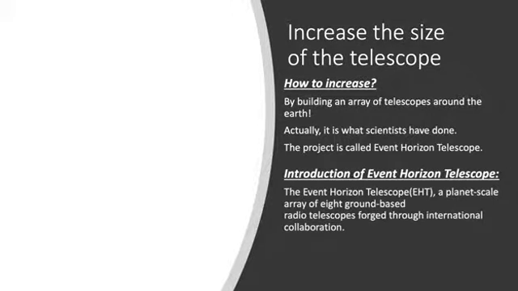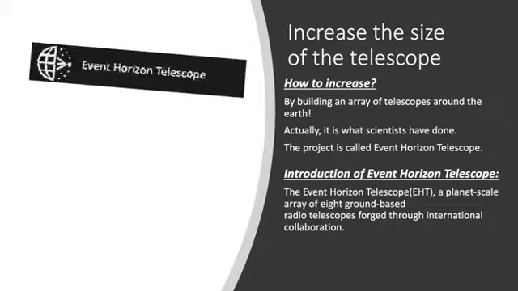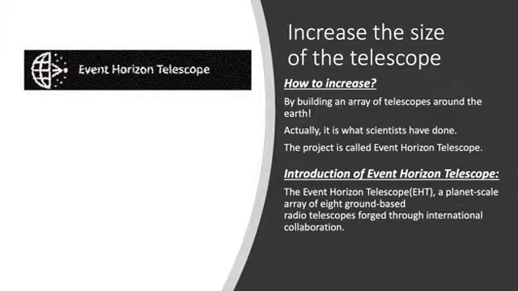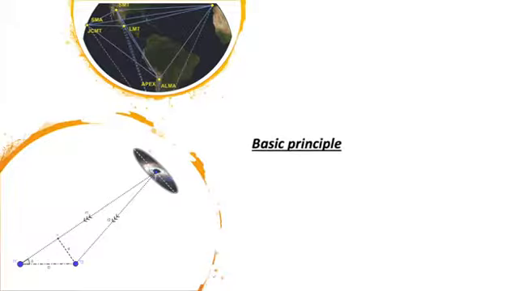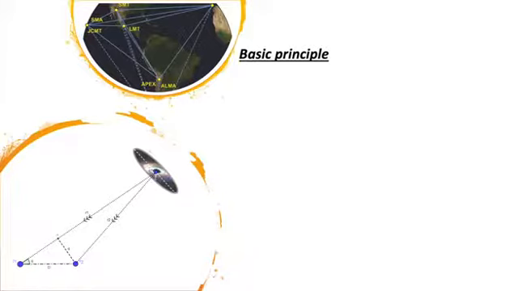EHT is based on 8 telescopes around the world. Those worldwide telescopes form an extremely large telescope. It did work. In 2019, EHT successfully took the first picture of a black hole in human history. You may be puzzled about how it works. The basic principles are as follows.